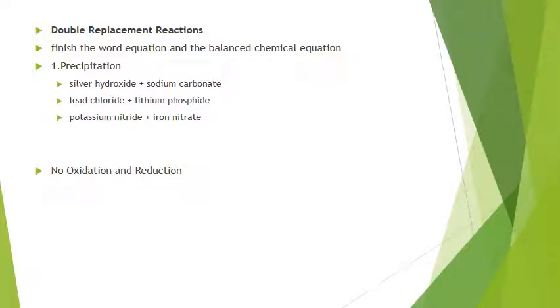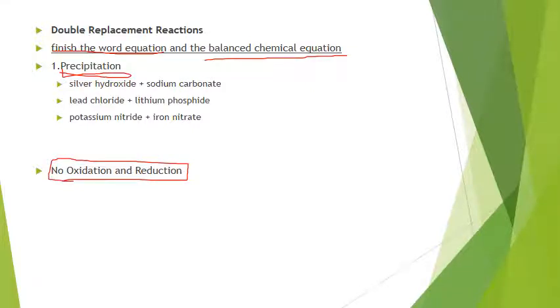Alright, so now we're going to do double replacements. We've got two types here: precipitation for this PowerPoint, and then acid-base for the last one. For these, you just finish the word equations and balance the equations. You won't have to do oxidation reduction.